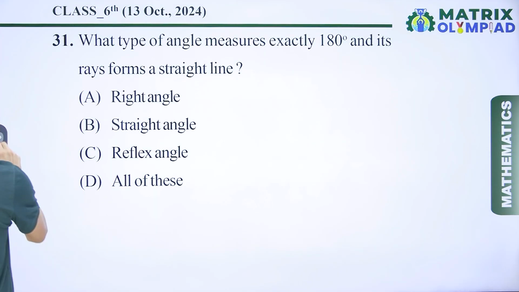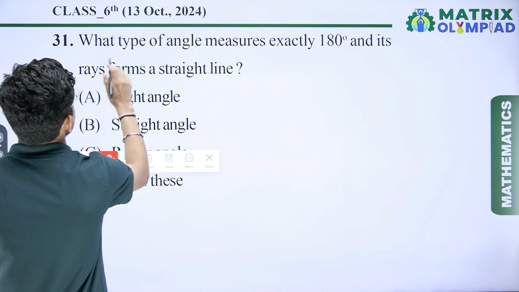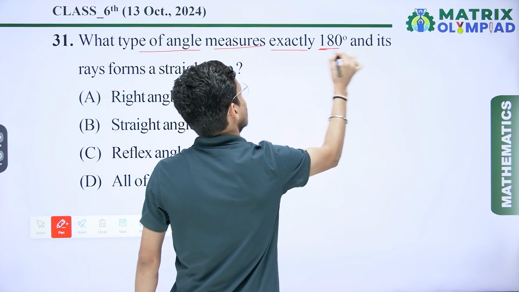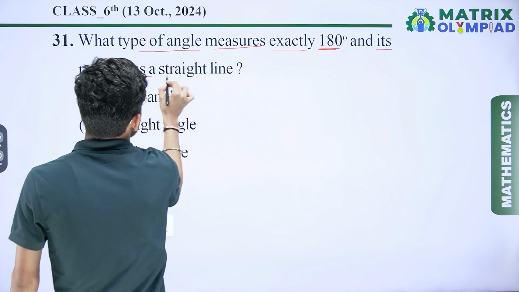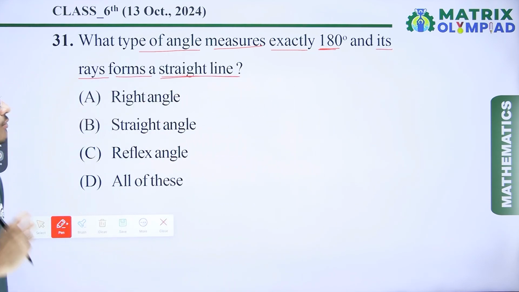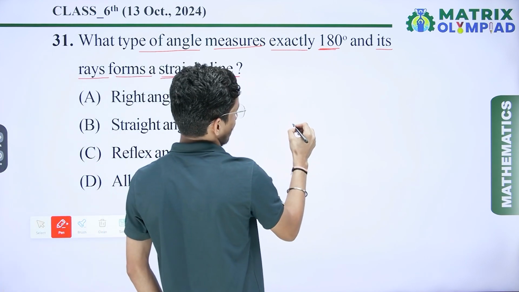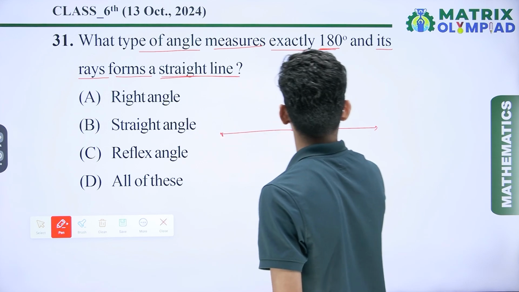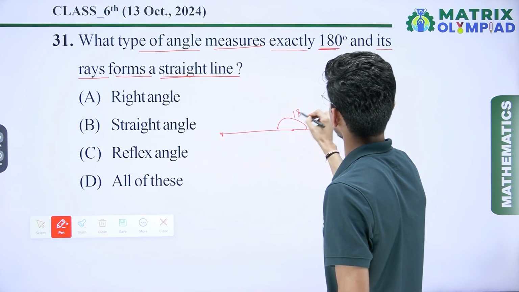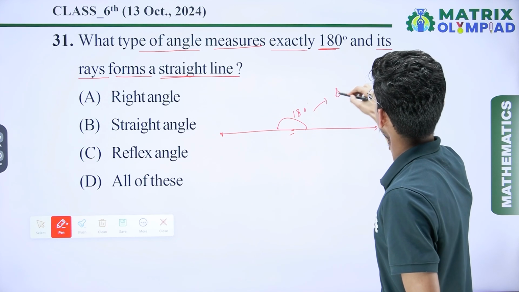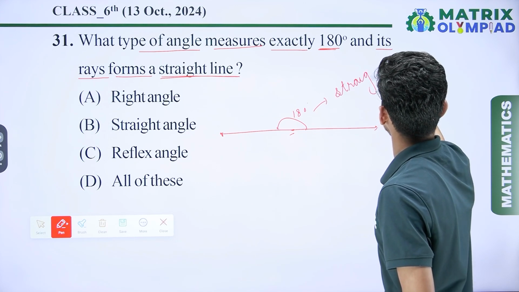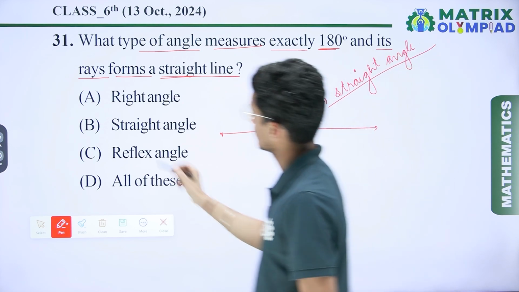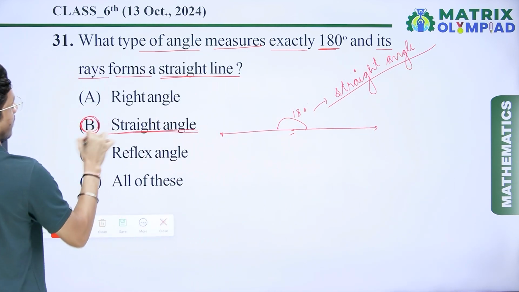Now if I talk about the next question, what type of angle measures exactly 180 degrees and its rays form a straight line. So we have to find an angle which measures exactly 180 degrees. So here let us assume this is the straight line and it makes an angle of 180 degrees. This angle is called a straight angle. So check which option is correct. So here option number B is the correct answer.